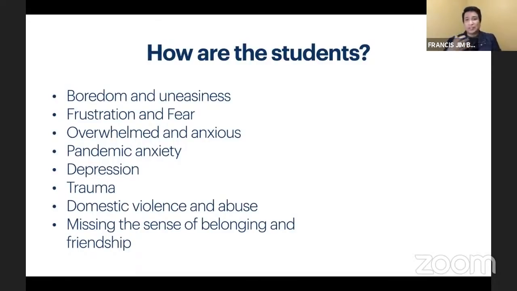Some of our students might experience depression and trauma, especially when they know someone, or they have relatives or members of their family who have been affected negatively by the pandemic, whether long-term hospitalization or even death. Right? We need to recognize these things, and we need to know if our students are experiencing these unfortunate situations or happenings in their life right now.